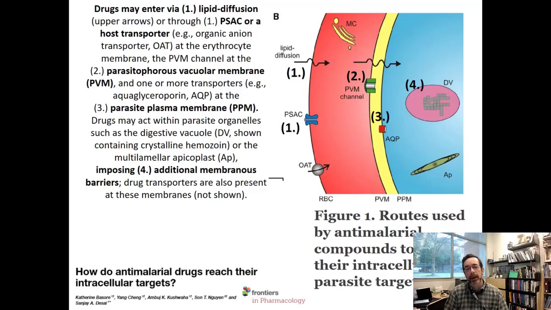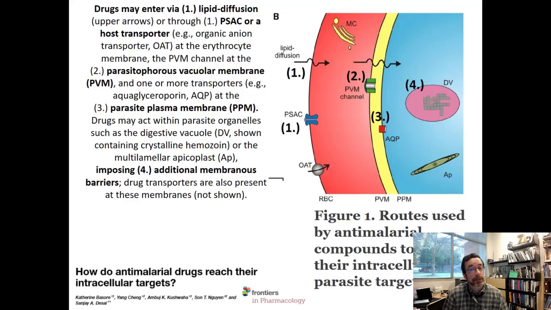This is a complex figure that I want to explain, but it actually shows specific things about malaria. And so this is something that you may need to know in more detail later. I'm mostly interested in what this shows about the barriers a malaria drug has to pass through.